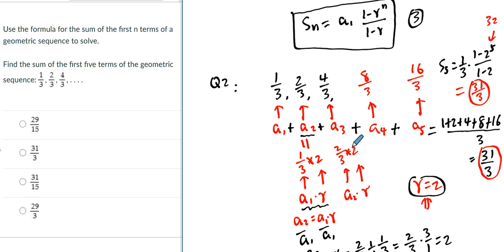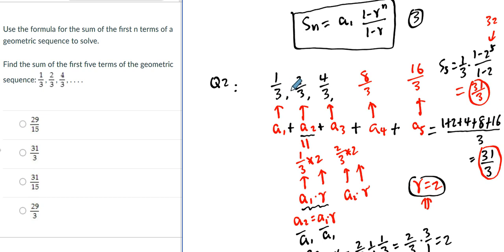And then we can see that each term, a1 times 2, you get the second term. a2 times 2, you get the third term. And a4 then apparently times 2, it should be 8. And then here a5 is this 8 times 2, then we should get 16/3.